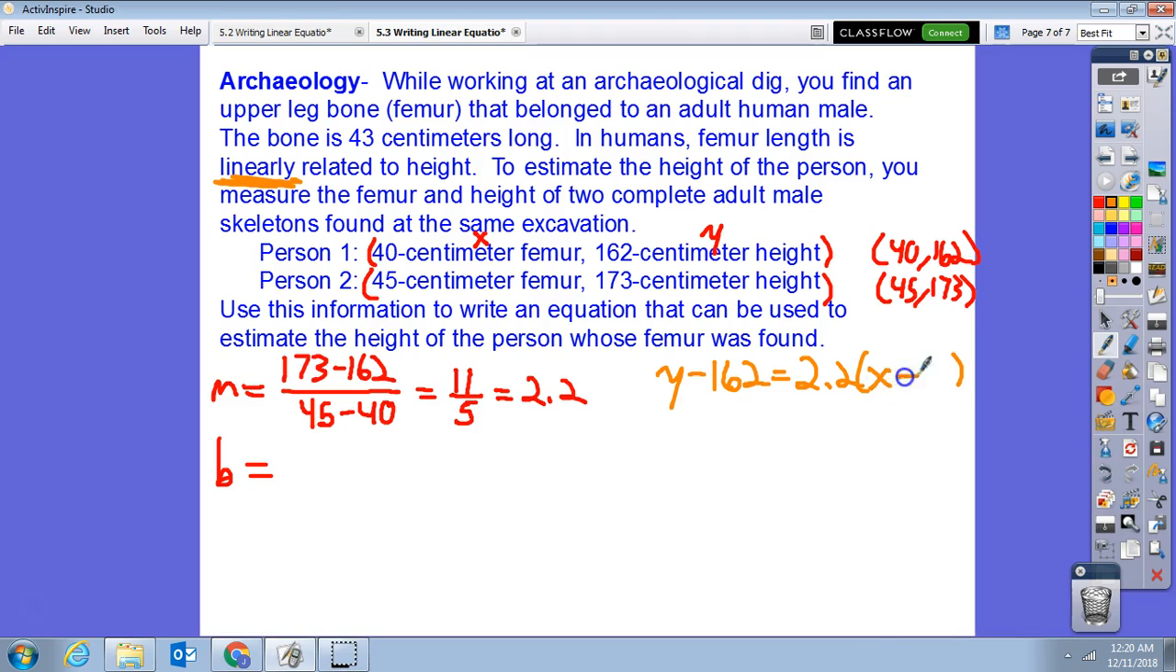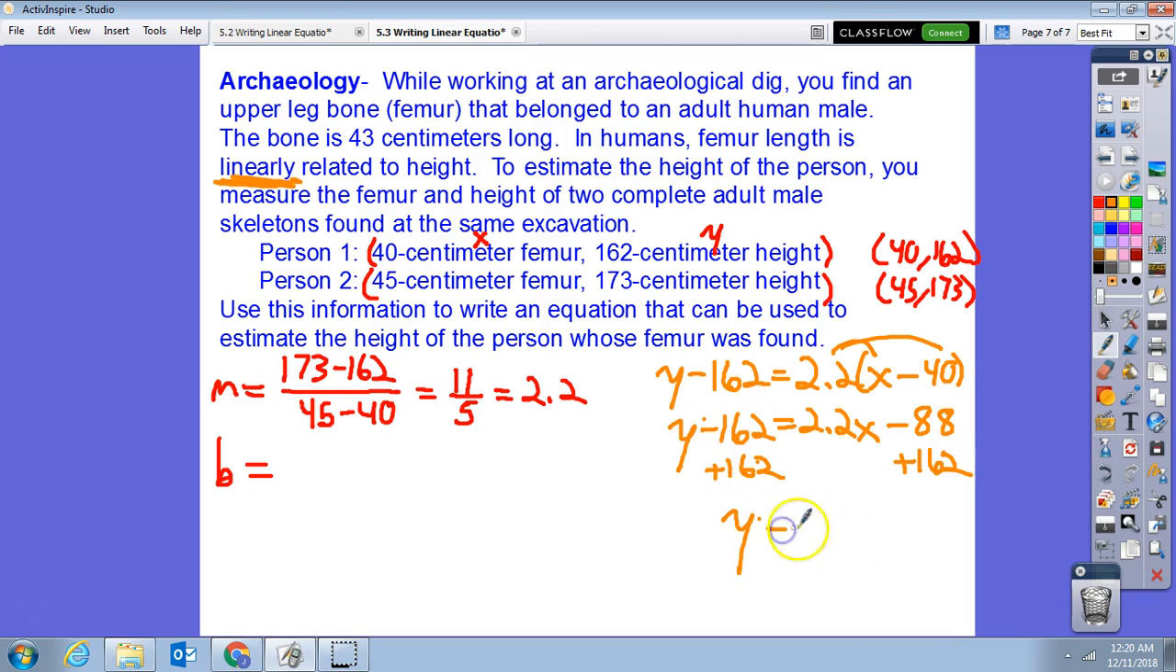And then I do x minus the x value from the point, which is 40. I distribute 2.2 times x. Again, that's my slope, so it should be beside x. 2.2 times 40, if you use your calculator, is negative 88. And then I add the 162 on this side, because that will cancel out here and leave me with y equals 2.2x, and then over on this side, plus 74.